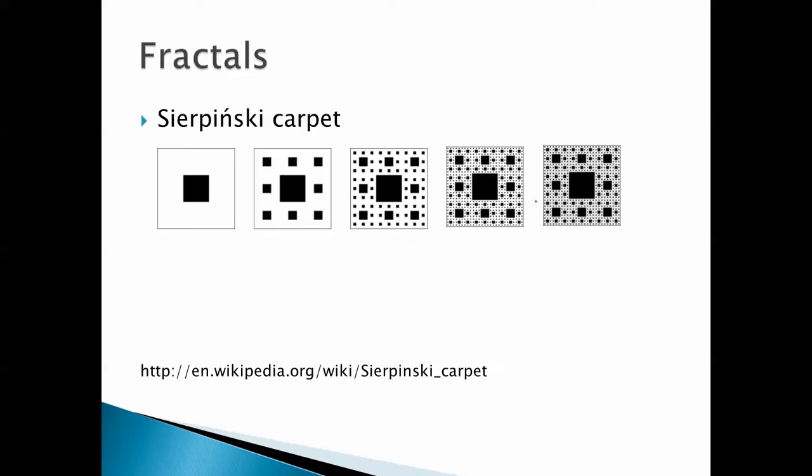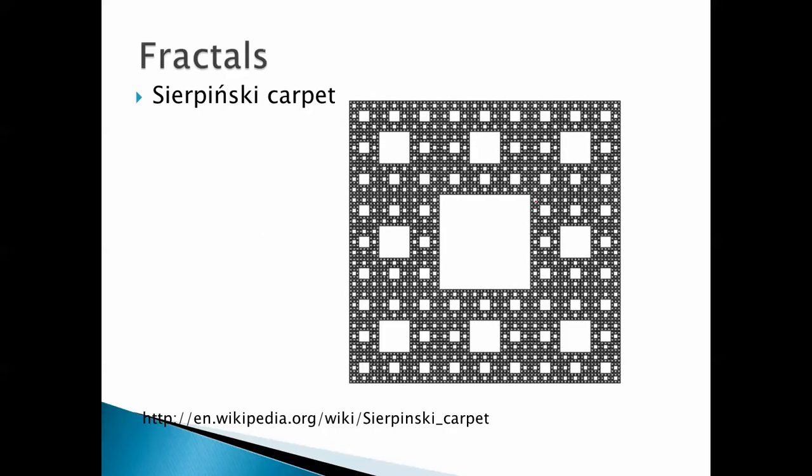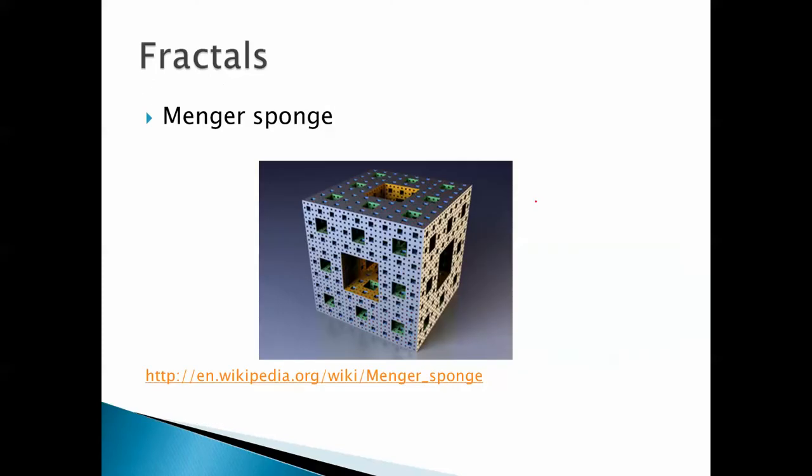And you basically start off with a white square, make a black dot in the very middle, the middle ninth of it, and you keep going. This is the ultimate Sierpinski carpet. Menger sponge is the three-dimensional equivalent of the Sierpinski carpet.